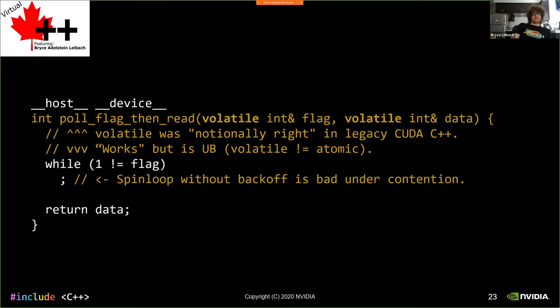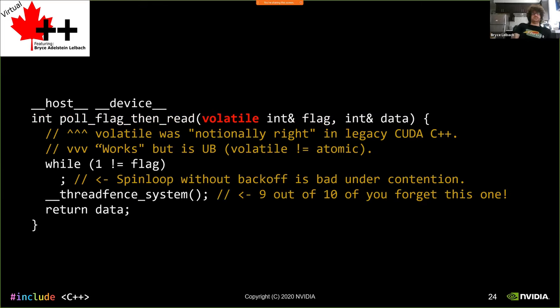Now, again, we're missing something here, and what we're missing is the fence, which we need to get the memory order acquire semantics that we want. And again, because the fence is not attached to the operation, it's very easy to forget this. And if you do forget it, you're not going to get a compilation error, and you might not even get a runtime error. You'd just get a very subtle race condition.